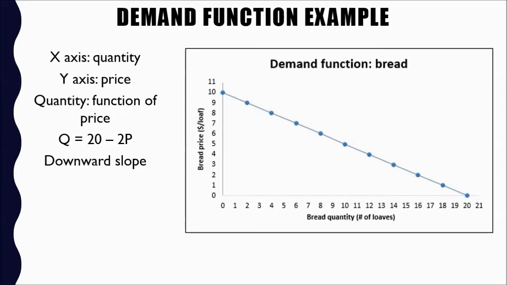Usually, we express the demand function in the form of the inverse demand function, where we express price in terms of quantity. In our case, the inverse demand function is P equals 10 minus 5Q, which represents consumers' willingness to pay for a certain quantity of bread in terms of loaves.